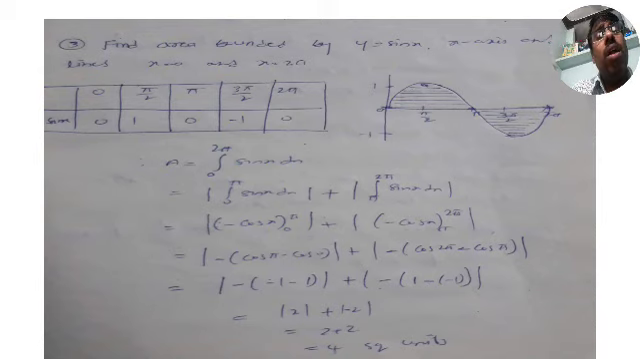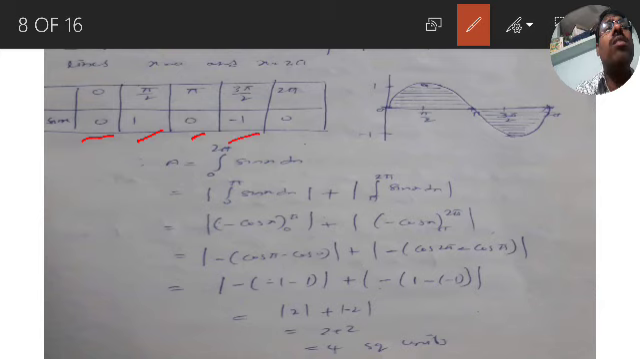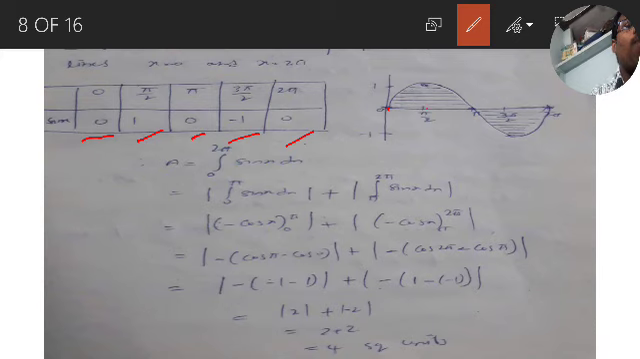Integration 0 to 2 pi sin x dx. But if you directly do the integration, you will get area will be 0. So what I am doing is I am plotting the graph. So what is sin 0? Sin 0 is 0, sin 90 is 1, sin pi is 0, sin 270 it is minus 1, sin 2 pi is 0. So 0, pi by 2, pi, 3 pi by 2 and 2 pi.